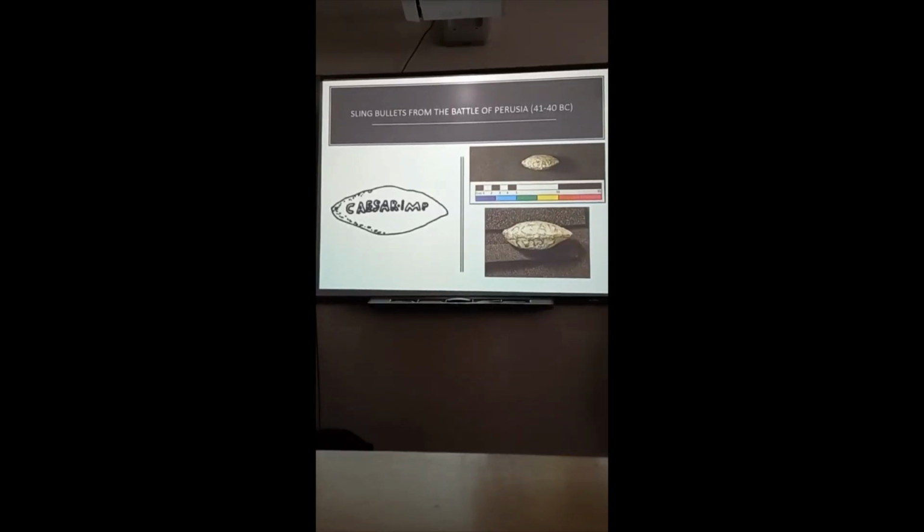This is a photograph of a different sling bullet, two photographs of the same bullet, and you can see how big it is. It's lead, about 2 ounces, so 70 grams, which may not seem very heavy, but when it's being flung at speed, that can do some serious damage. This is from the Ashmolean Museum, and for years it was in a display case saying the sling bullet of Octavian. Because it does say, and it might be quite hard to make out, O-C-T-A-V-B-N-I. So it does say Octavian or Octavius or Octavii on it.